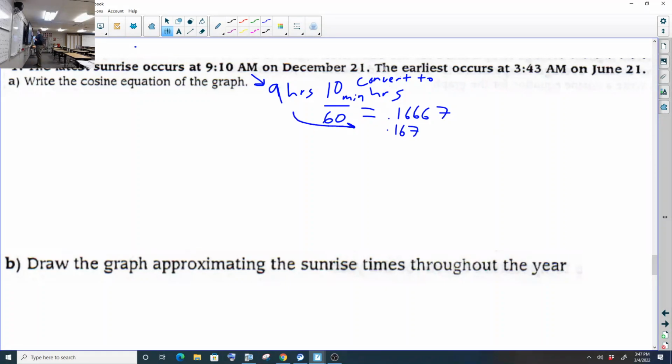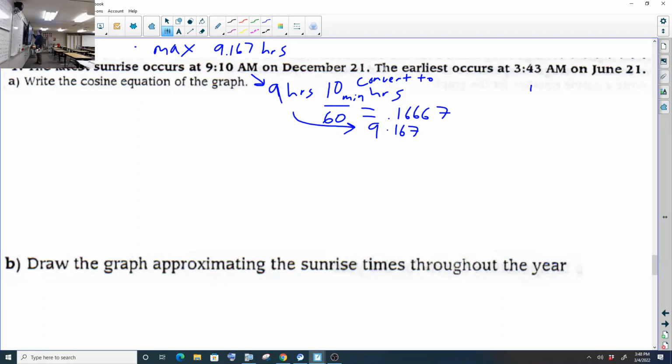Awesome. So maybe we'll just say 0.167 would be good. Then we bring our 9 in the front. So 9.167. So 9:10 a.m. is the same as 9.167 hours, right? And so that's going to be our maximum. That's the latest that our sunrise will occur. This is probably the hardest part of the problem, just converting these to hours.